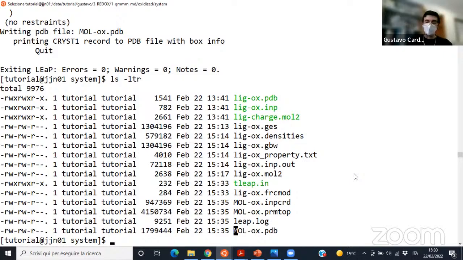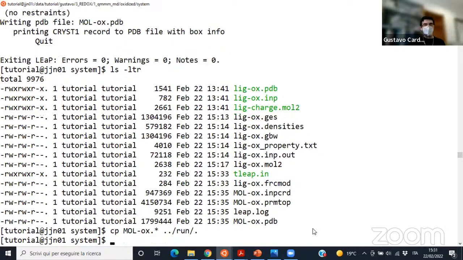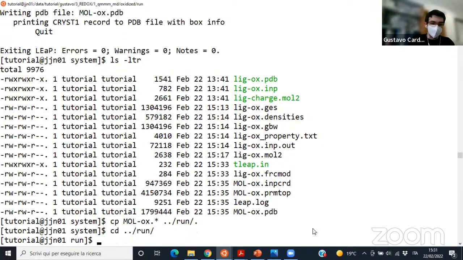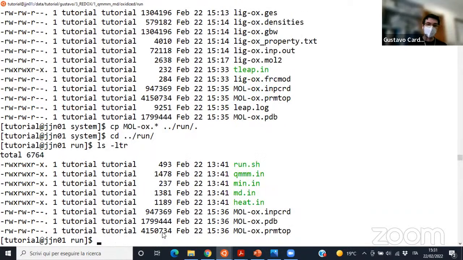Okay, so let's copy the files that we need. So mol-ox, let's just copy everything at this point. Remember, with the star you can select everything. We'll copy it in the run directory, and then we will go back there. The drill is the same thing as before. So what do we have in the run directory? We have the exact same amount of input files plus the run.sh plus the files that we have just copied there.